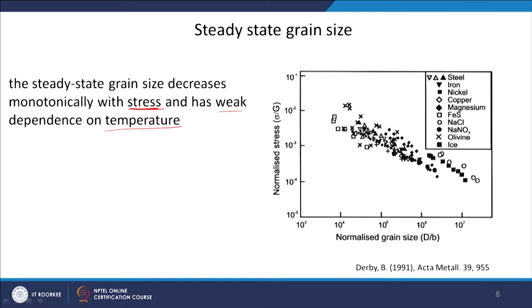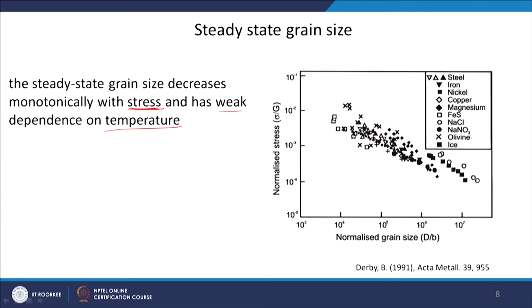So, stress is divided by shear modulus. This we try to do to bring data of different materials into one graph. You can see that the materials plotted here are steel, iron, nickel, copper, magnesium, sodium chloride, FeS (ferrous sulphide), NaNO3, olivine, and ice. You can also understand that this kind of deformation, recrystallization and these microstructural changes take place in the case of ice. Olivine is one kind of mineral.